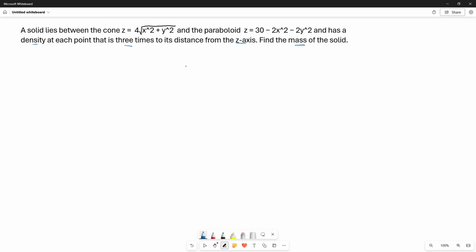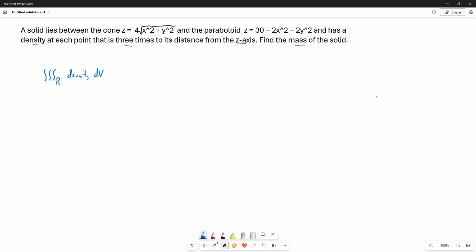So to find the mass of a solid in 3 dimensions, we do a triple integral over the region that the solid occupies of the density with respect to the volume element. So that's the generic formula for mass.